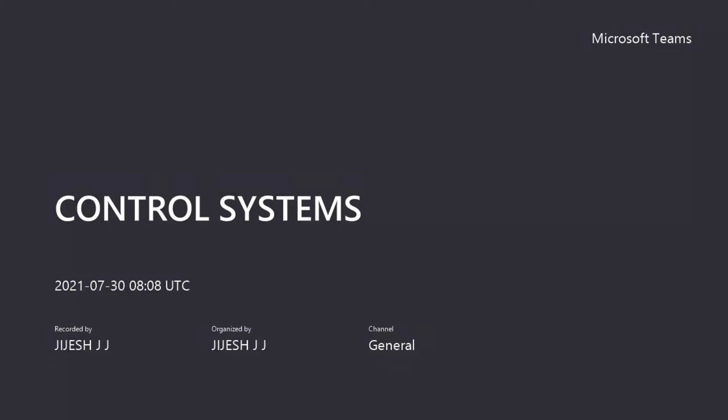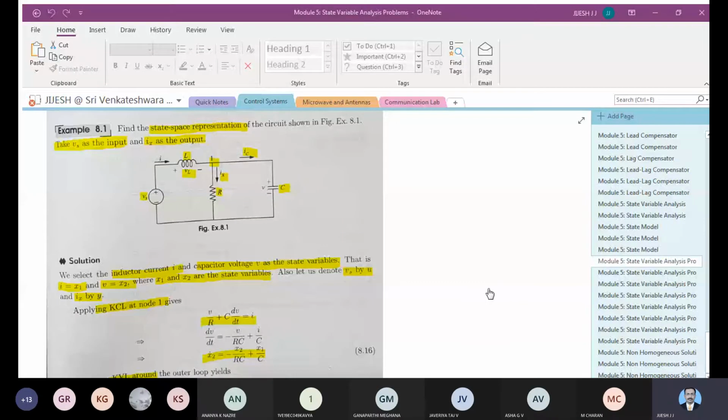We're in the process of discussion in module 5, that is state variable and state model and all those things. So today's class we will be discussing further. We have done one problem, so let me just brief you on that problem and then we will proceed further.